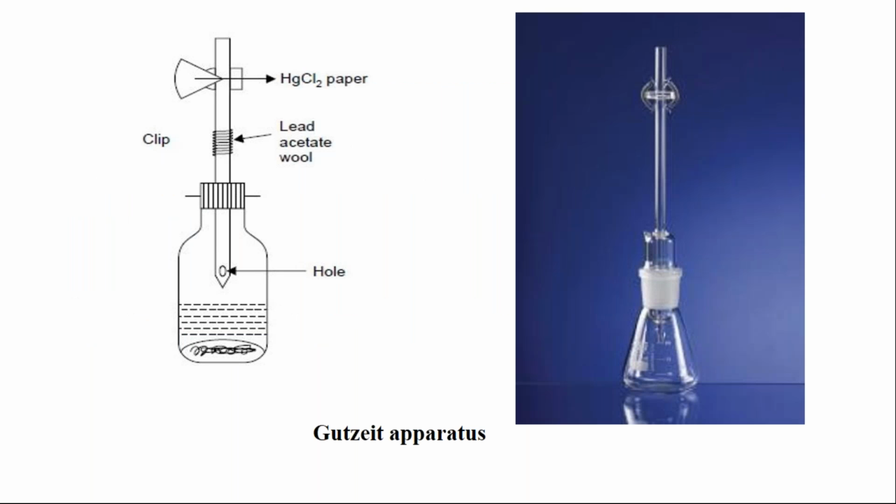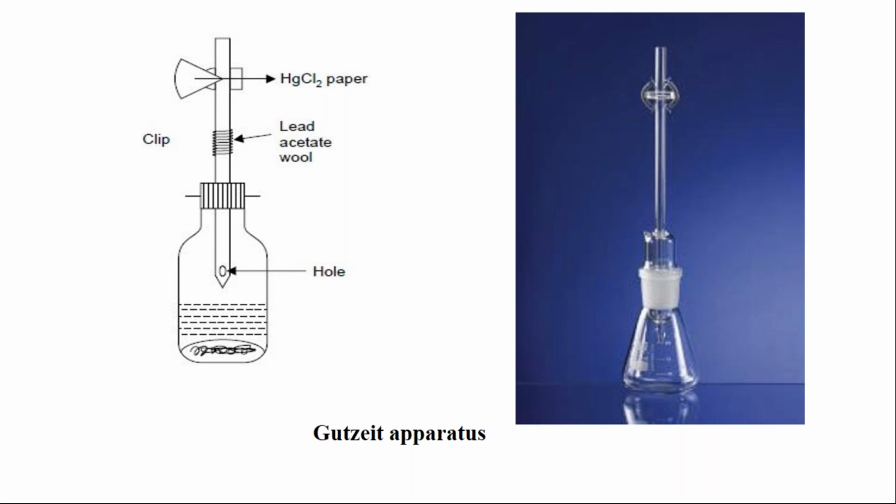So this is your Gutzit apparatus. On the right you have your normal glass apparatus. Left side is the diagrammatic representation of the same. Is the image clear, the one on the right? Yes, ma'am. So you can Google this as well, so that you can see it a bit more clearly. You can just type in the words Gutzit apparatus and look for the images.